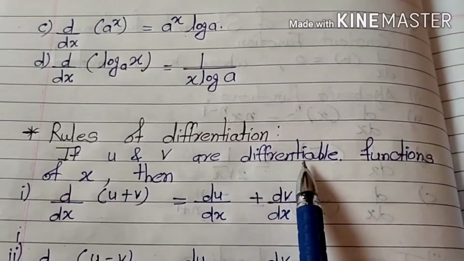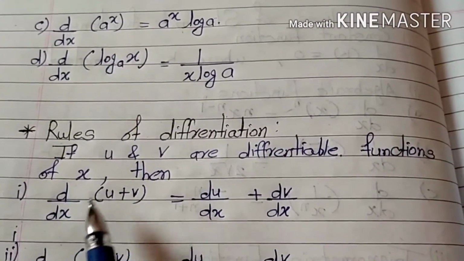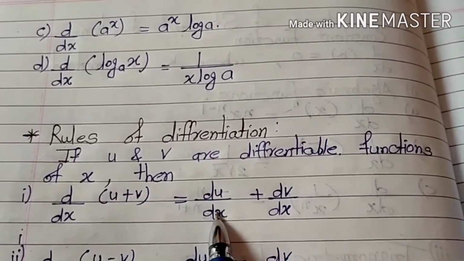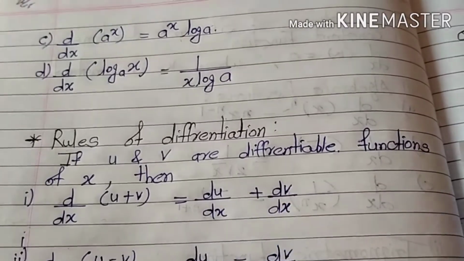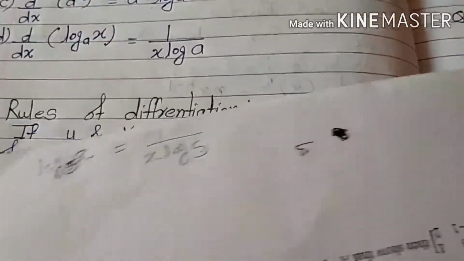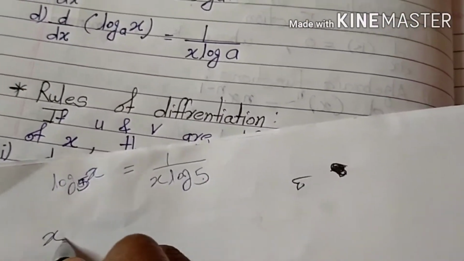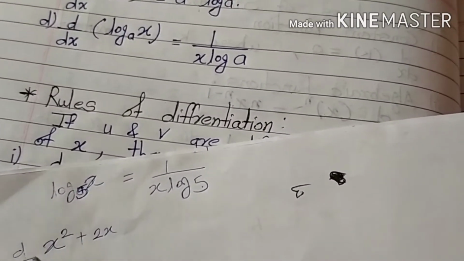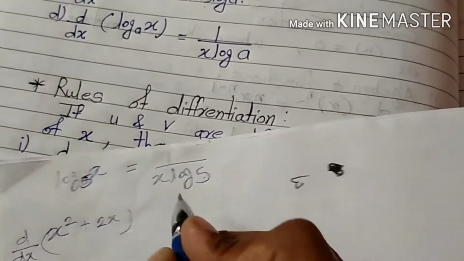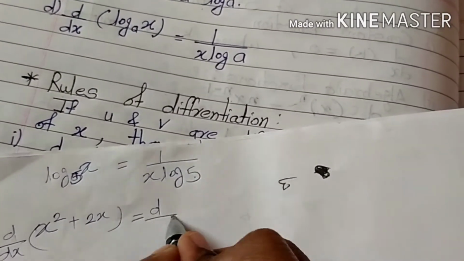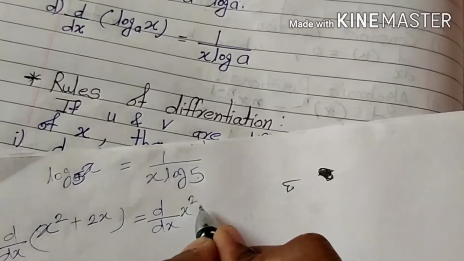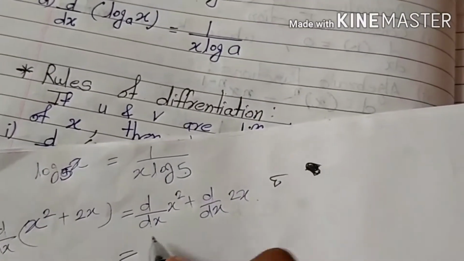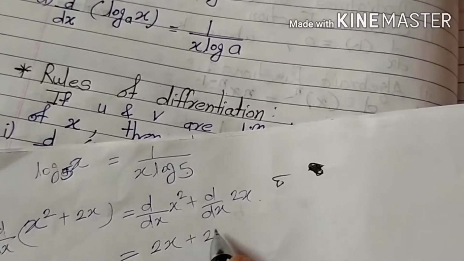Now next, rules of differentiation. If u and v are differentiable functions of x, then the derivative of u plus v with respect to x is the derivative of u plus the derivative of v. So suppose this is x square plus 2x. Then if we take the derivative of this, it is applied on both: derivative of x square plus derivative of 2x. Now by using the formula, it is 2x and it is 2.